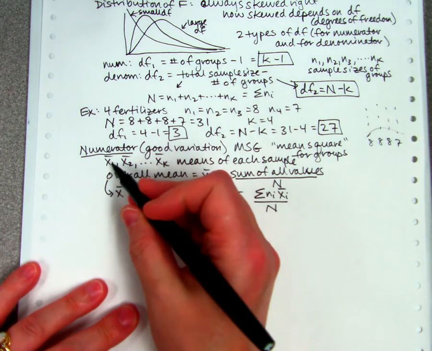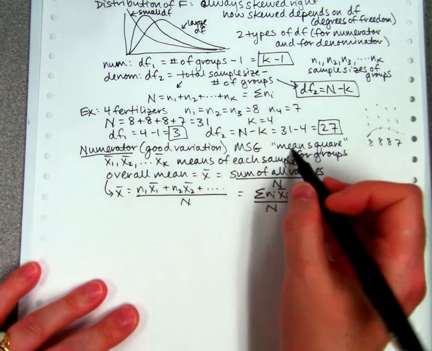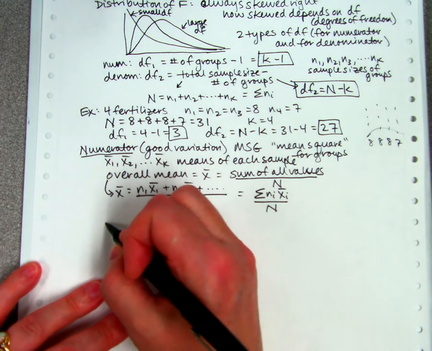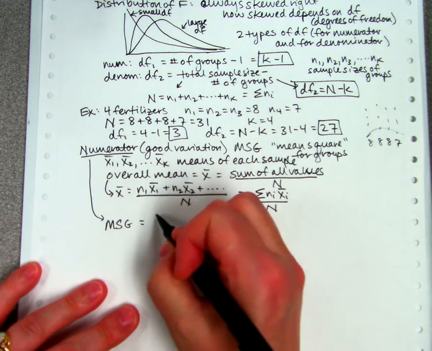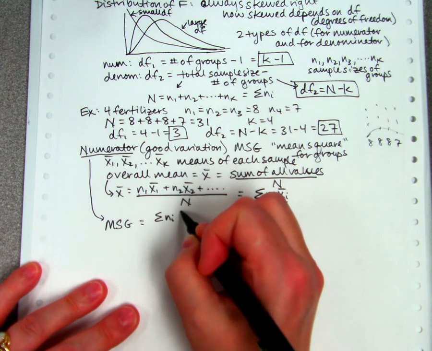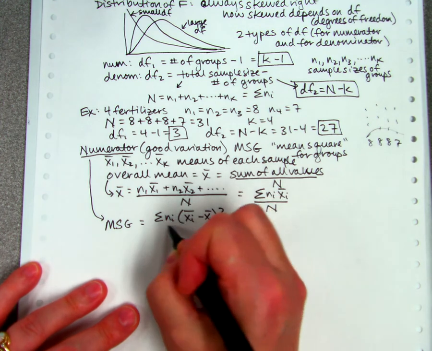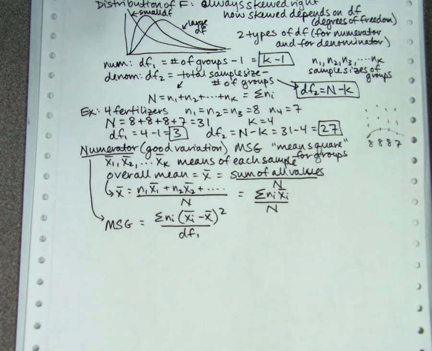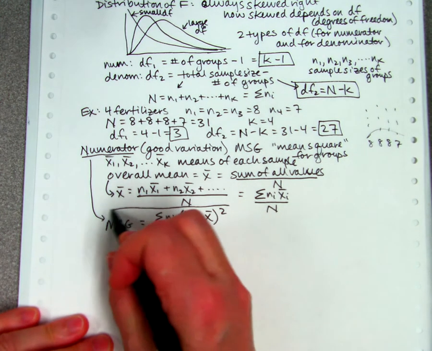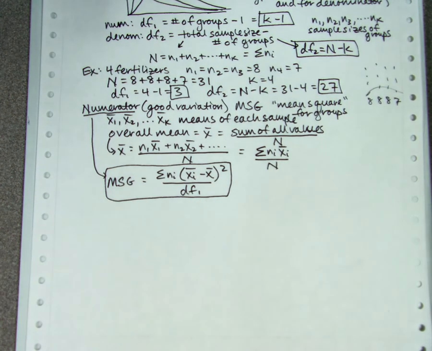Then what you do is you take all of these x bars and subtract the mean and square it, and we've seen that sort of calculation before where we find the squares of something and add them up. MSG, or the numerator of our fraction, is the sum of all the n's times xi bar minus x bar squared, over df1. Okay, that's a mess. It's not as bad as you think, but it's still messy. I'm going to do an example of this, but I think I'm going to talk about the denominator first and then come back to the example.